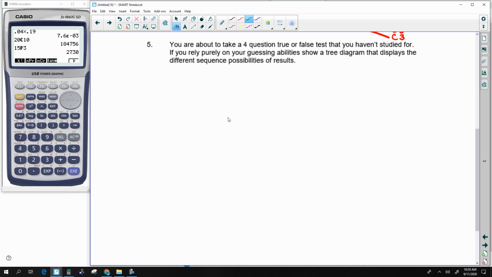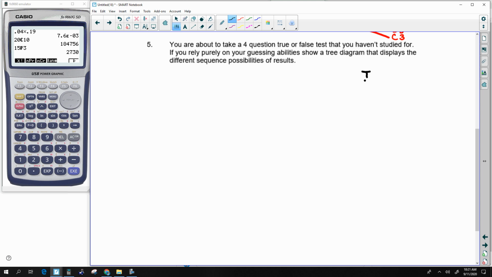Question 5, you're taking a 4-question true or false test that you haven't studied for. If you're purely guessing on the answers, make a tree diagram that displays all the different outcomes. Okay, so here we got 4 questions, each true and false. So a potential outcome to this would be false, false, true, false, which I have 2 options, 2 options, 2 options, 2 options, making a grand total of 16 total options. So 16 total options, with the last option being true or false.